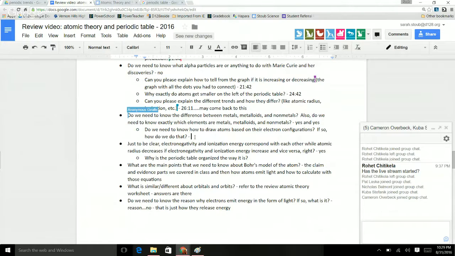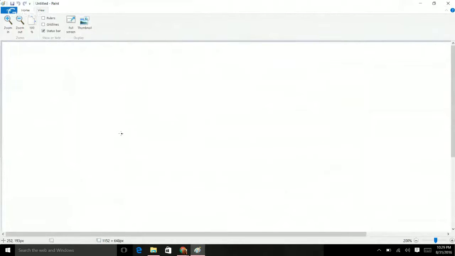Okay, do you need to know 26, 45? Do you know how to draw atoms based on electron configuration? If so, how do we do that? I think what they're talking about is the Aufbau diagram there. If you're not talking about the Aufbau diagram, then you're talking about the drawing of the circles and stuff. That's not anything fancy. Like, don't look for anything fancy.